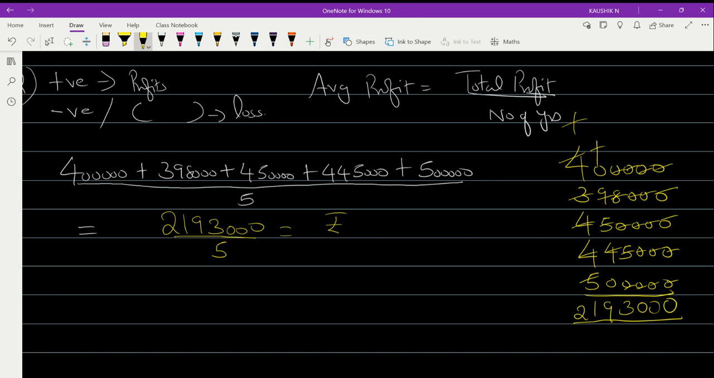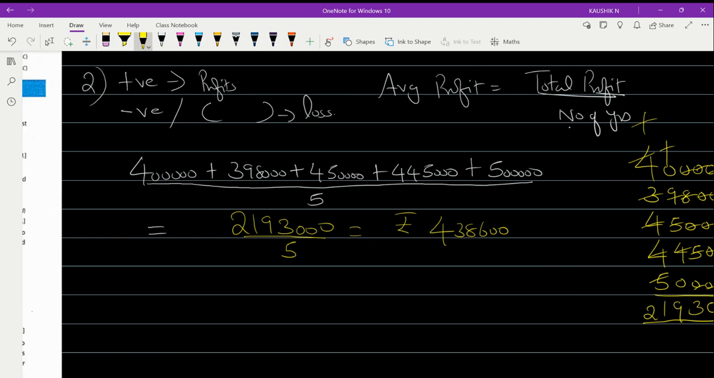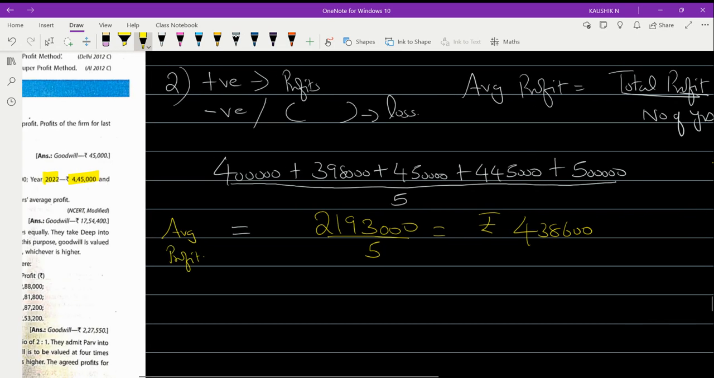If you divide this by 5, how much will you get? 4,38,600. Very good. So 4 lakh 38,600. Now the amount you have got here is your average profit. This is nothing but the value of your average profit. Now you want to find the goodwill.